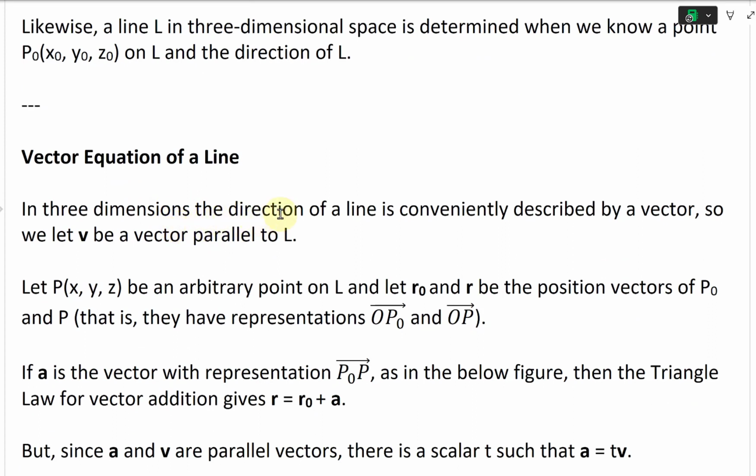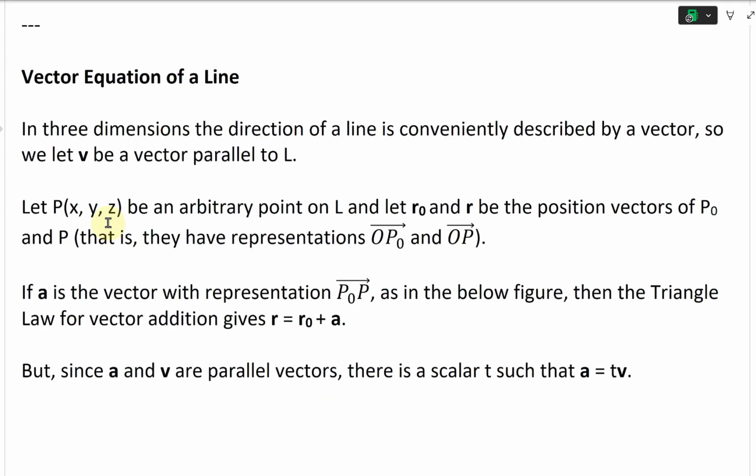So in 3 dimensions, the direction of a line is conveniently described by a vector. So we let v be a vector parallel to L. Then the vector could represent the direction of it, and then we just need a point on it. So let P (x, y, z) be an arbitrary point on L, and let r naught vector and r vector be the position vectors of P naught and P. That is, they have representations OP naught and OP, from the origin.